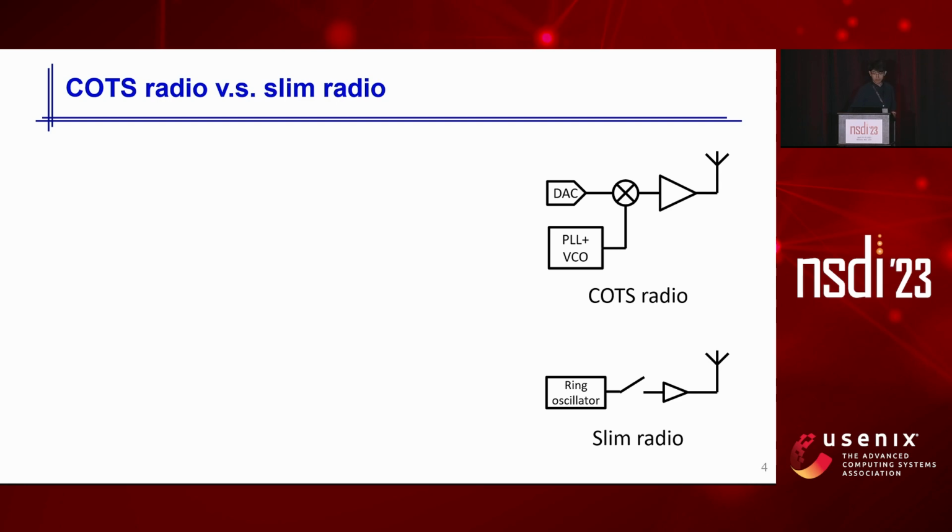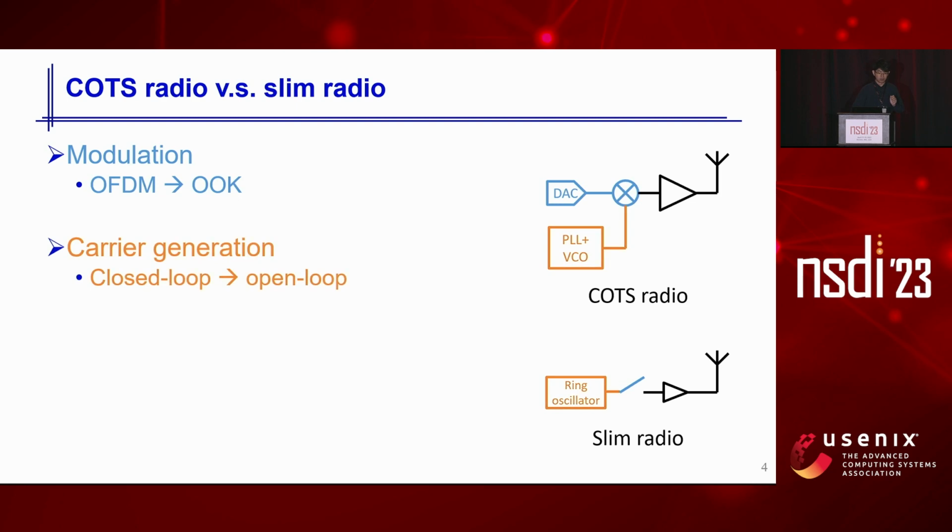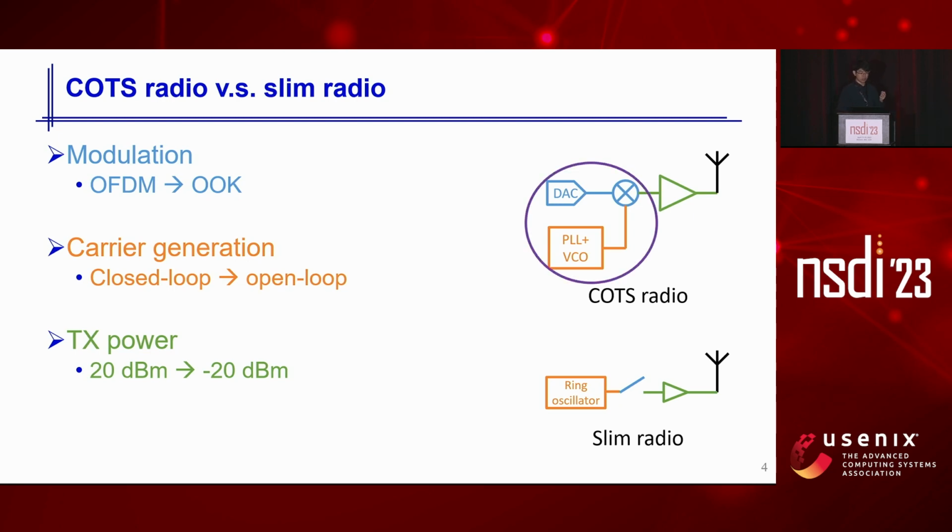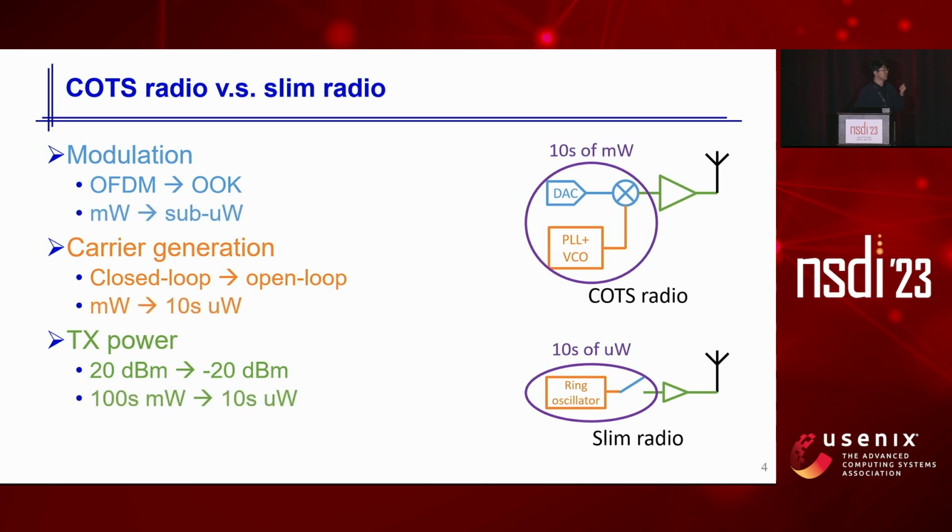Compared to the commercial off-the-shelf radio, the slim radio needs to reduce the power consumption of nearly every component. The slim radio first adopts simplified modulation instead of complicated OFDM modulation. For carrier generation, slim radio adopts an open loop generator instead of a closed loop one. And finally, we also reduce the transmit power from 20 dBm to minus 20 dBm. This design enables us to replace the original power-hungry components in the commercial off-the-shelf radios with highly energy-efficient components in the slim radio, which reduces the power consumption by nearly 3 orders of magnitude.